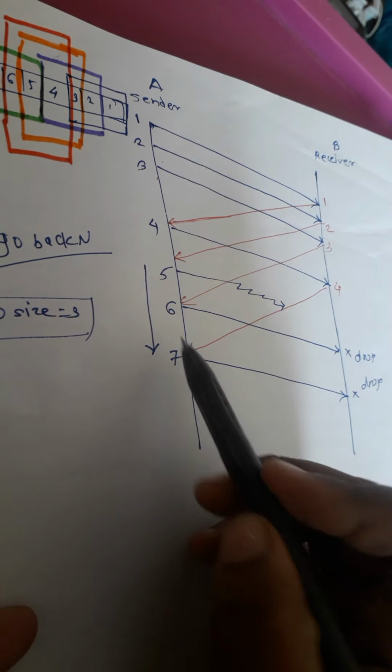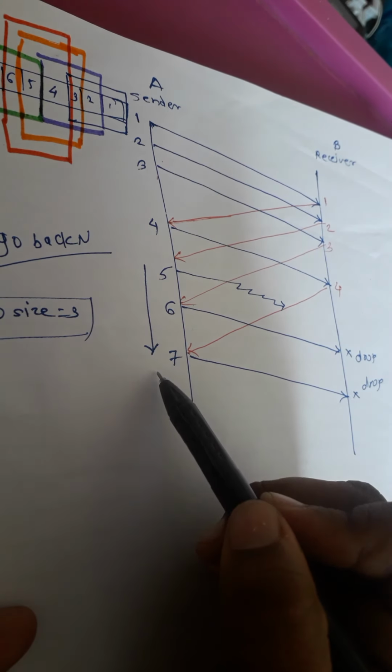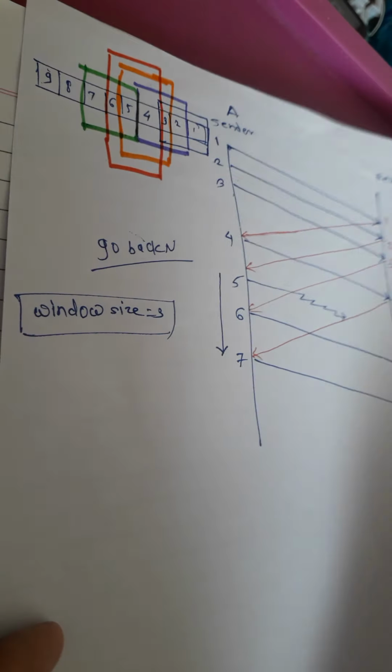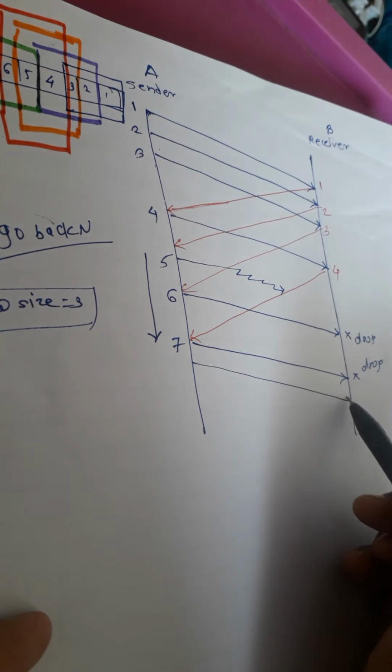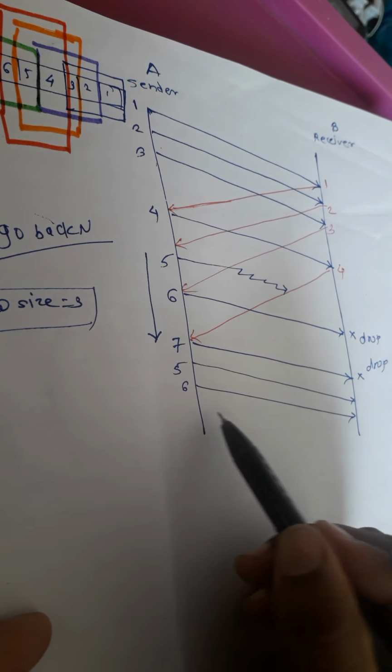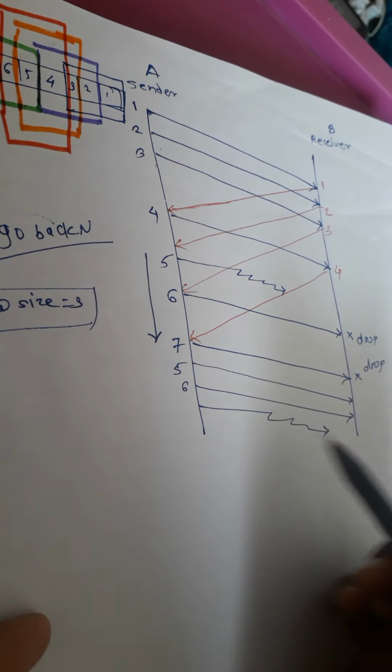Okay. So here suppose the timeout will happen for the 5th one. Now the sender will check the window, and the window consists of frames 5, 6 and 7. So all the frames will be transmitted again: 5, 6 and 7.